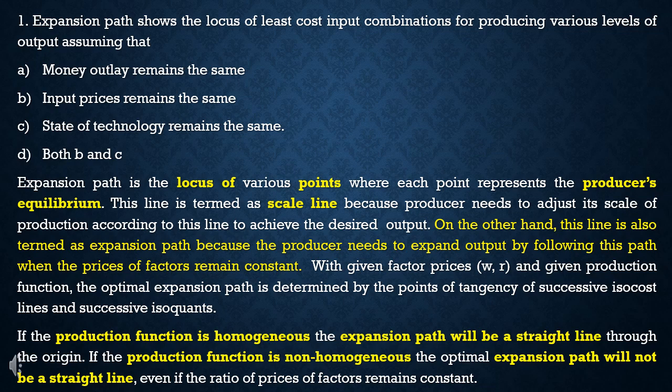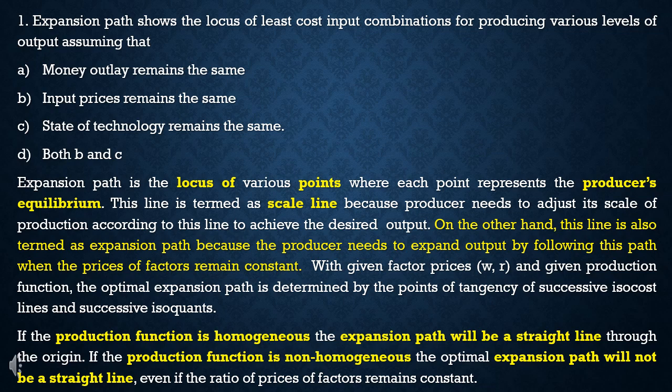Expansion path is a locus of various points where each point represents the producer's equilibrium. This line is termed a scale line because the producer needs to adjust its scale of production according to this line to achieve the desired output. On the other hand, this line is also termed as expansion path because the producer needs to expand output by following this path when the prices of factors remain constant.